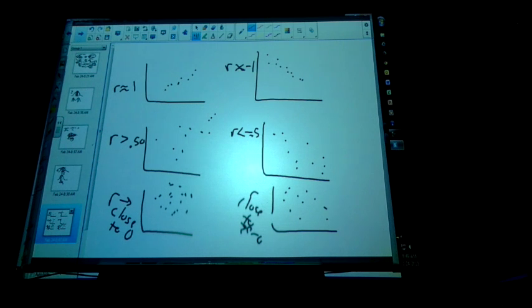0.7 squared, which is 0.49. R squared values are not negative, because if I square a negative number, I get a positive. Okay?